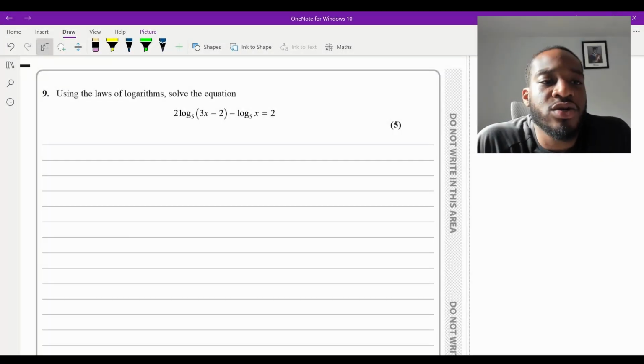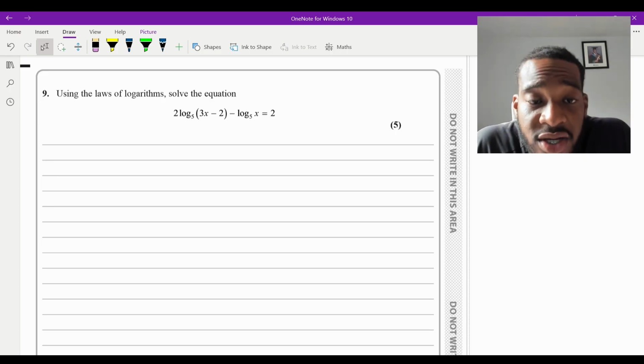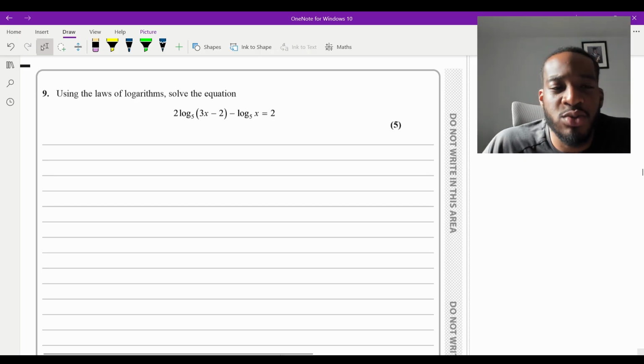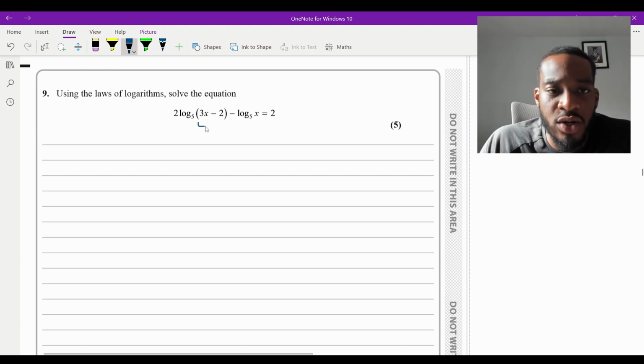Okay, so question 9 says, using laws of logarithms, solve the equation 2 log with base 5 of 3x minus 2 minus log base 5 of x is equal to 2 for 5 marks. Now, firstly, what you always want to do, especially when you're dealing with these types of questions, is have a look at the arguments of your logs, right? So we know that logs themselves, the arguments have to be more than 0, right?